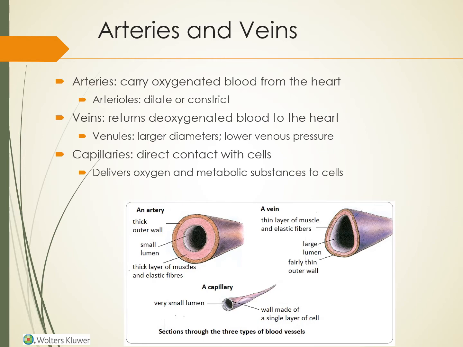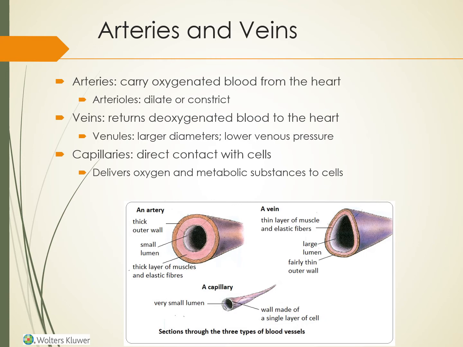Arteries and veins. Arteries carry oxygenated blood from the heart, and veins return deoxygenated blood to the heart. The smallest arteries are called arterioles, and the smallest veins are called venules. Arteries and arterioles are elastic and dilate or constrict to accommodate changes in blood flow. Veins have thinner walls than arteries because venous pressure is lower than arterial pressure. Despite being thinner, veins have larger diameters than corresponding arteries.